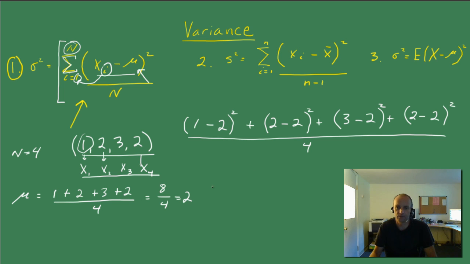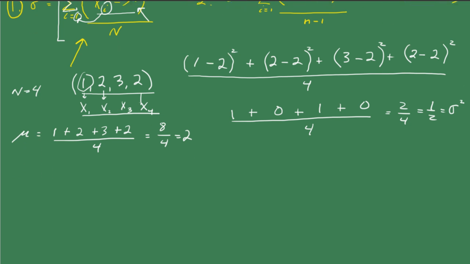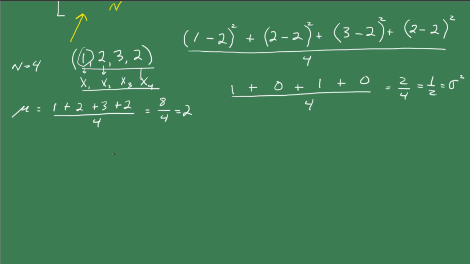Okay, so if we just grind this thing out, let's take each term separately. So we have 1 minus 2, which is minus 1, squared is 1, plus 2 minus 2 is 0, squared is 0, plus 3 minus 2 is 1, squared is 1, and we're getting a 0 on the last one. And we're getting 1/2, which is this sigma squared. That's what we call the variance of a population. That's the official way of writing it in statistics, the sigma squared.